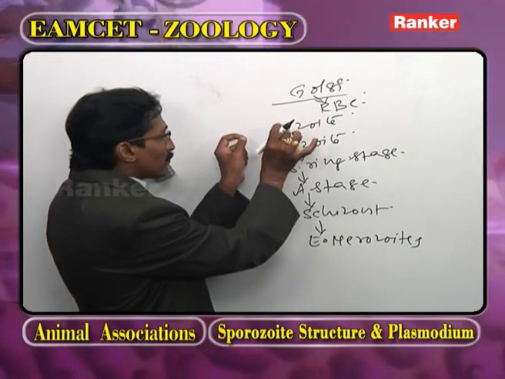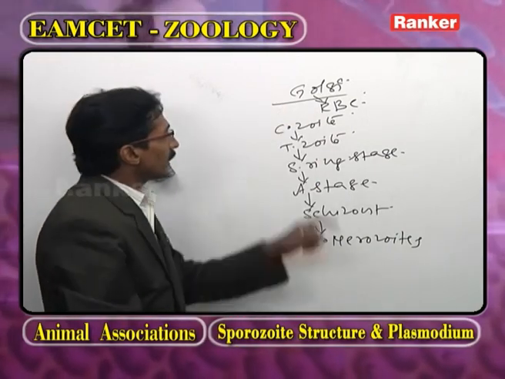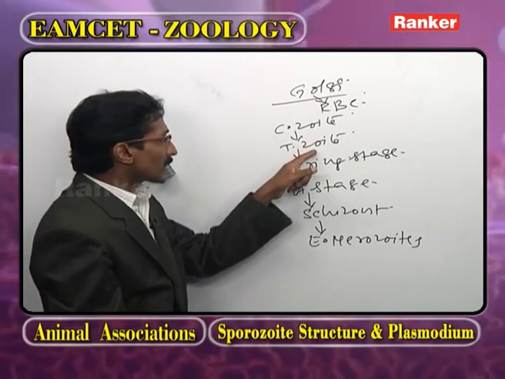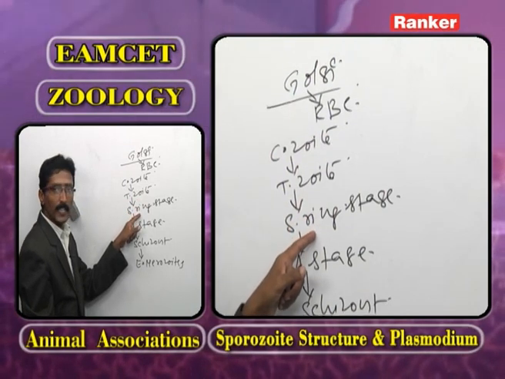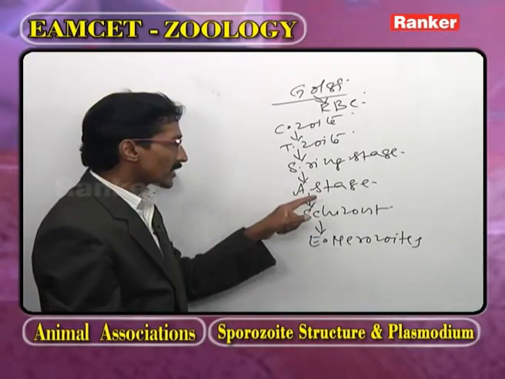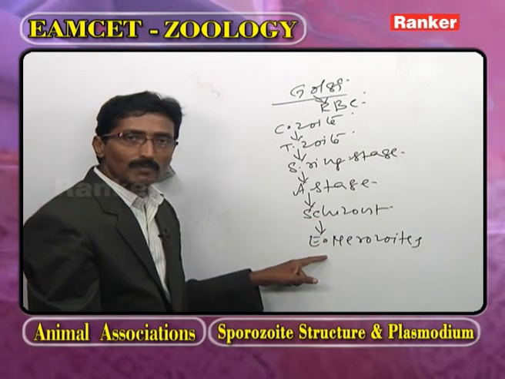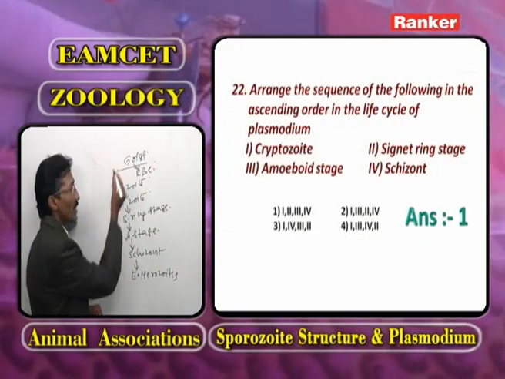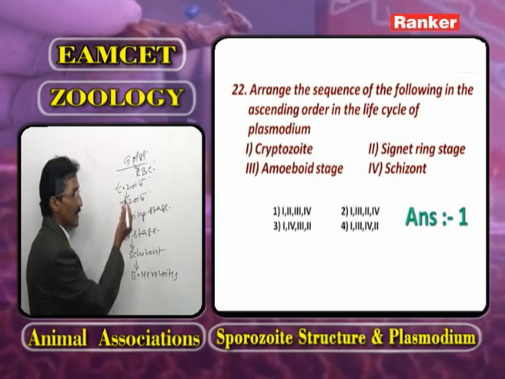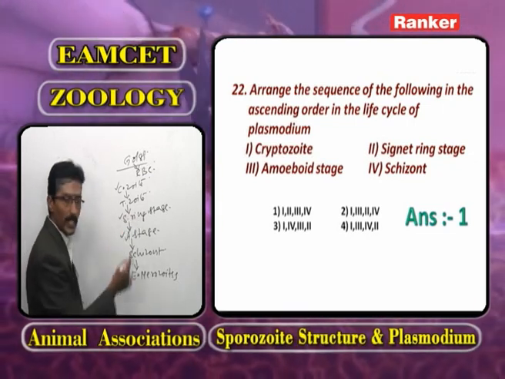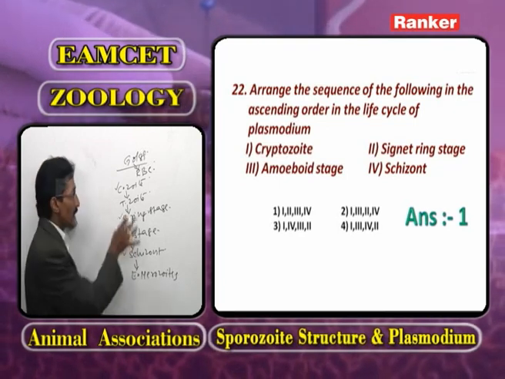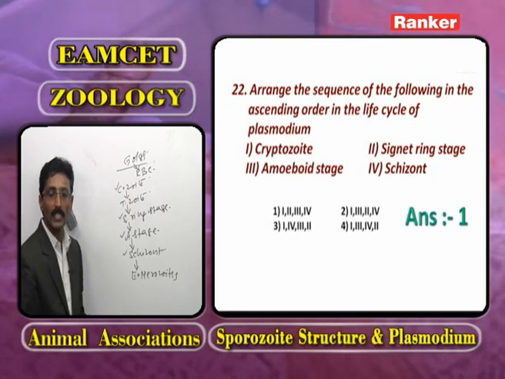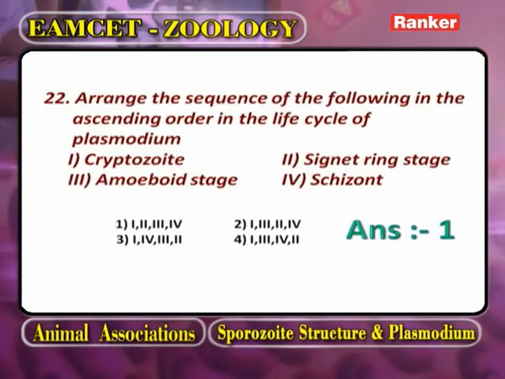This is a brief regarding the Golgi cycle. In the Golgi cycle, the infective stage to RBC is the cryptozoite. First it becomes the trophozoite, next the signet ring stage, followed by the amoeboid stage, followed by the schizont, followed by the erythrocytic merozoite. Now you have to observe: one is the cryptozoite, the second is the signet ring stage, the third is the amoeboid stage, and the fourth is the schizont. This is the order of stages in the Golgi cycle. Now based on this information, the correct answer is the first one. Now we go for the next question.